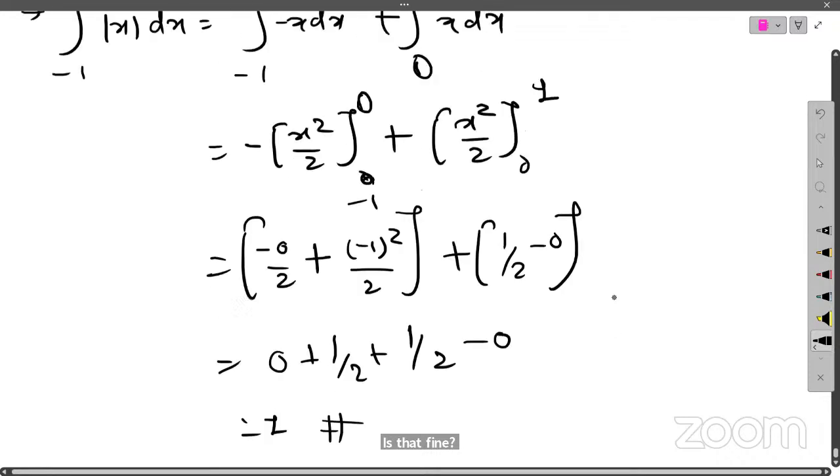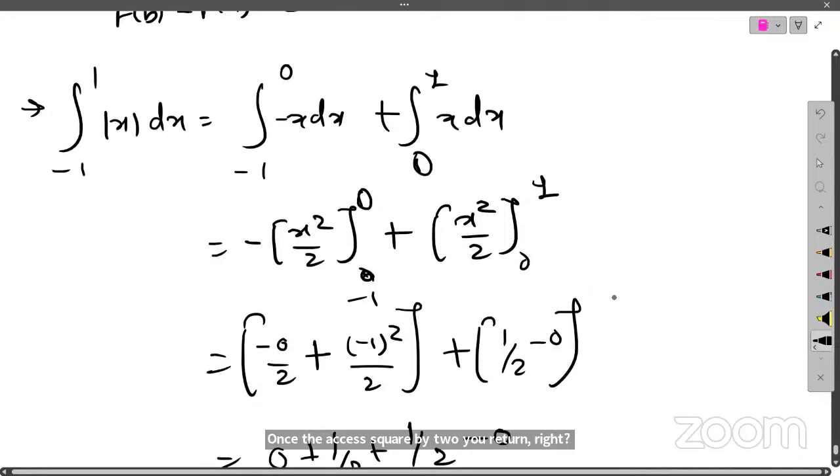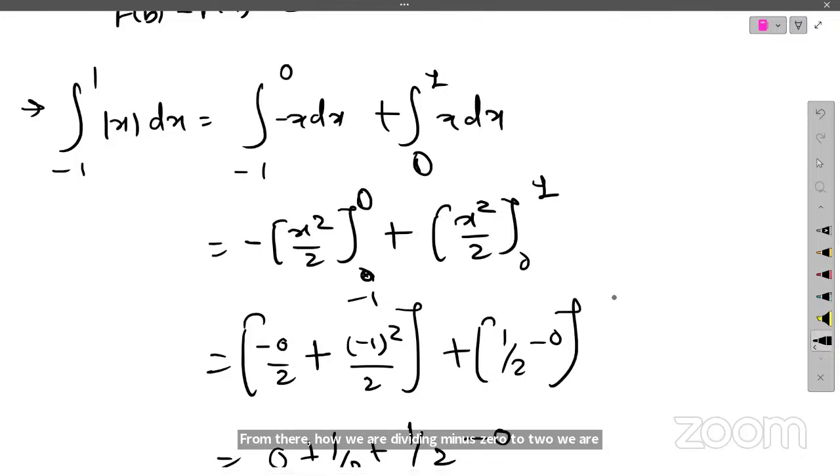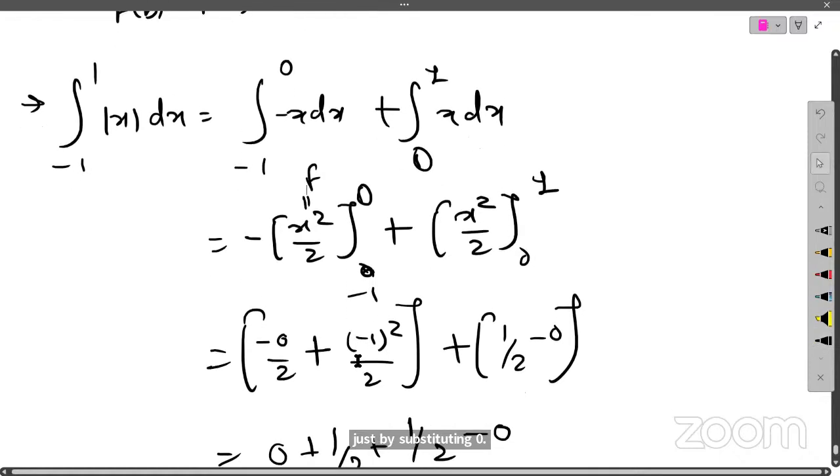Once you write x square by 2, right? From there, how are we getting minus 0 by 2? You are substituting x as 0 and minus 1, is it? Just by substituting. Because this is your capital F. So this is capital F of 0. So that means minus 0 by 2, plus capital F of minus 1, so it means minus 1 whole square by 2. Just by substituting. Madam, mod x, how did it become x here?